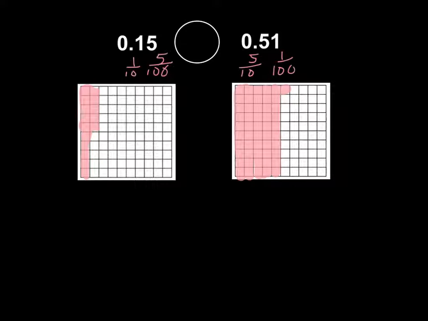So I can tell very easily looking at these two decimals that 51 hundredths is greater than 15 hundredths, or I can read this as 15 hundredths is less than 51 hundredths.